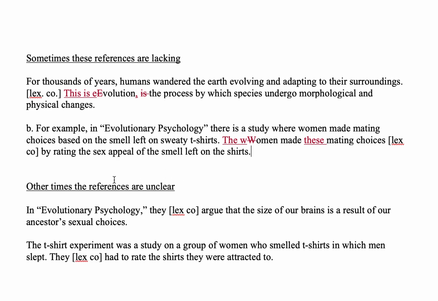Now take a look at when the references are unclear, misleading. In evolutionary psychology, they argue. Well, who are they? I mean, I've seen this video, so I can guess, right? But a real-world reader who isn't familiar with your subject matter and is reading your work so they can learn about it will be confused by this. We can signal who this is. The scientists, Jeffrey Miller.